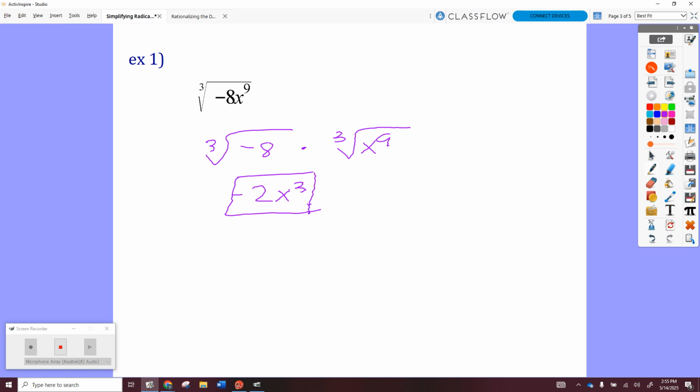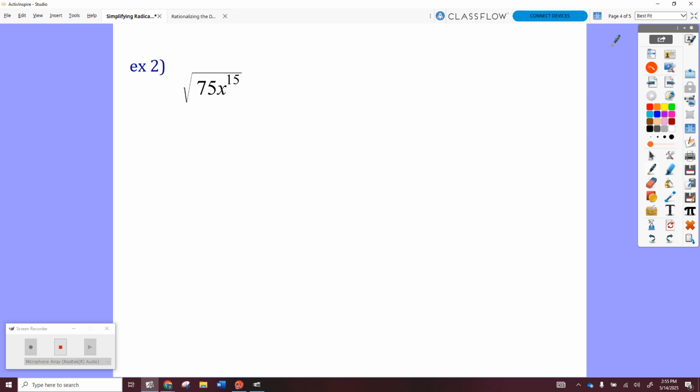Example 2. So same thing, I'm going to split this up into 2 problems. Step 1, I need to factor this out. I know that the factors of 75 that are perfect squares are 25 and 3, because I can take the square root of 25 and get a whole number. The 3 will stay under the radical in my answer.